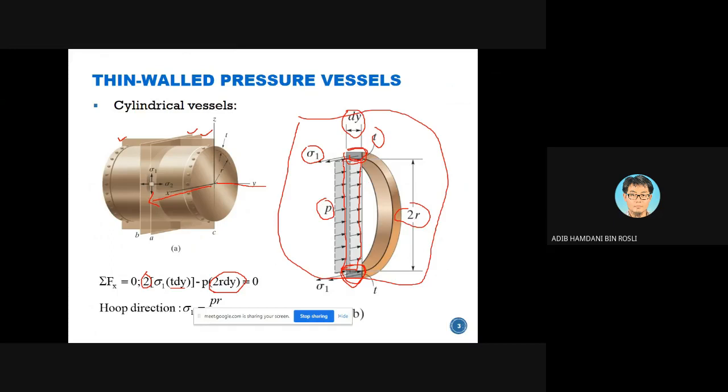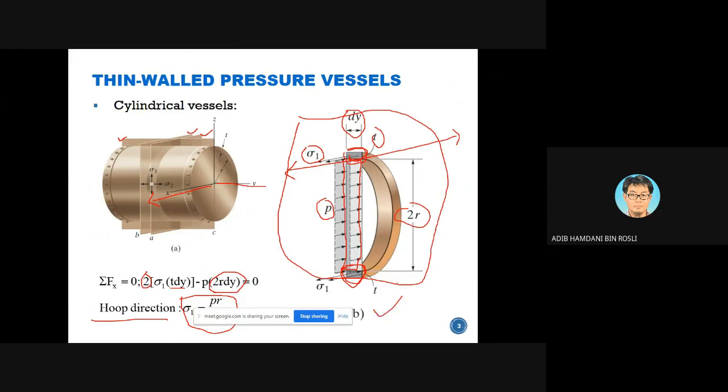What is this area? R times dy. As simple as that. And then you simplify this, you will get sigma 1 equals PR over T. P is internal pressure, R is the radius, and T is the thickness. This is the hoop direction stress, or hoop stress, or circumferential stress, right? Can you see that this is the circumferential direction? So this is the first type of stress for the cylindrical vessel.